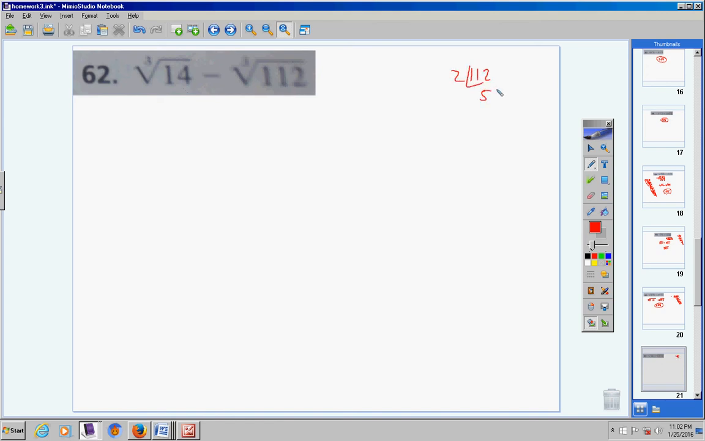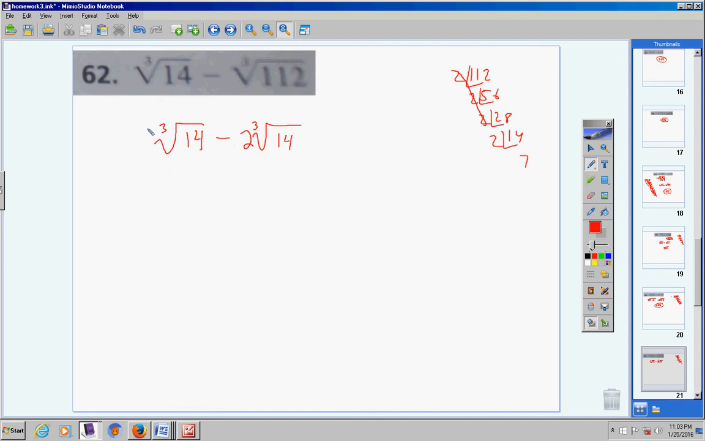2 goes into 56, 28. 2 goes into 28, 14. 2, and a 7. Now I'm looking for sets of 3. Okay? Well, I see 3 2s here, so cross off 3 2s, put a 2 on the outside, and I'm left over with a 2 and a 7 on the inside. Bring down your negative sign, bring down your cubed root of 14, okay?